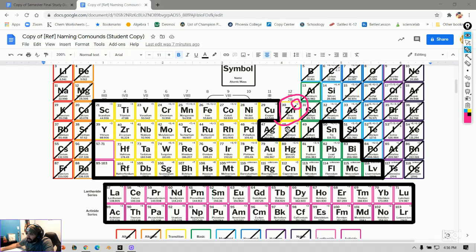Zinc always has a +2 charge. Silver always has a +1 charge. Cadmium also has a +2 charge. You actually don't need to memorize this. I made sure not to cross this out on the periodic table of elements, right? So you know the charges of those guys. It's written right there for you.